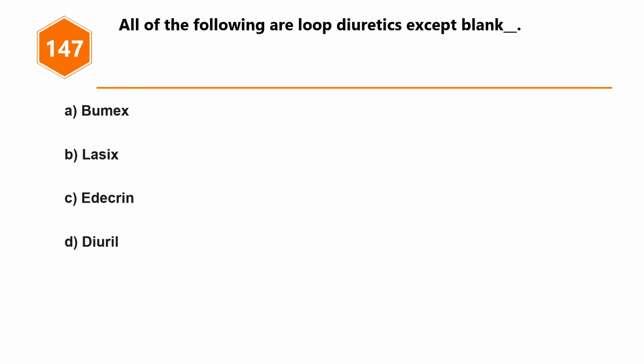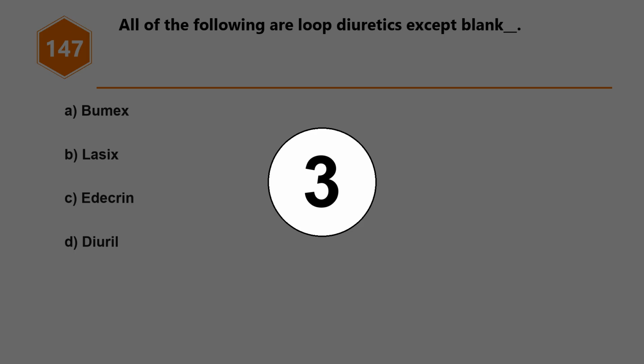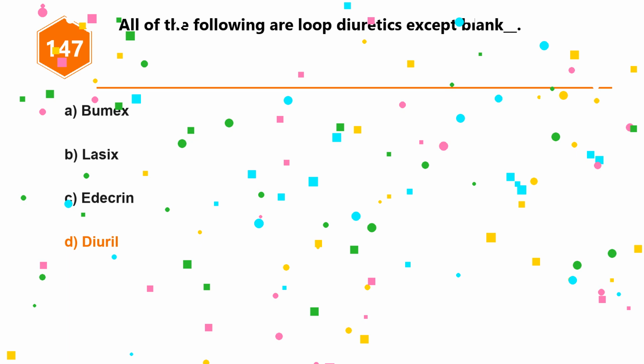Question 147. All of the following are loop diuretics except blank blank. Option A, Ibumex. Option B, Lasix. Option C, Hidecrin. Option D, Diaril. The correct answer is option D, Diaril.